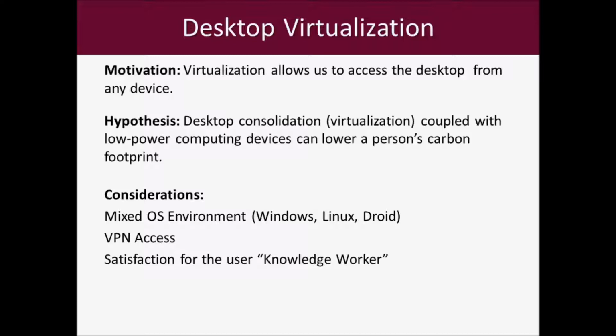So that was kind of the long-sighted talk. What we settled on, though, was that we can lower the carbon footprint, but we're going to be in a mixed operating system environment of some kind. We're going to have Windows, Linux, and if we're looking at things like smartphones, we'll have a Droid. We also needed to look at VPN access. That was going to be important.